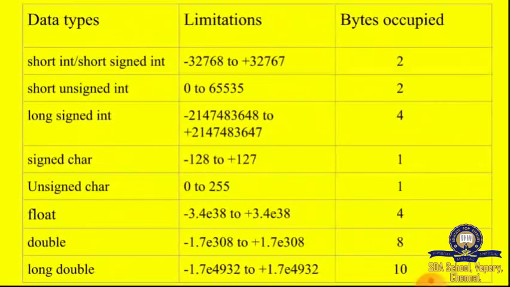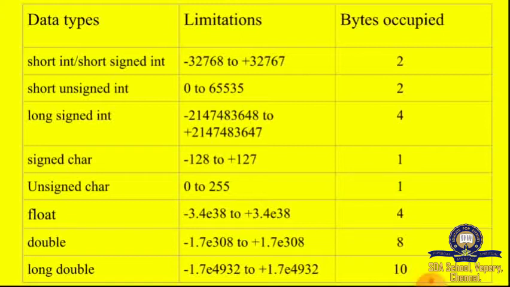Can you see the table? One side is data types. In the middle you can see the limitation of the data type. At the right side you can see the bytes occupied. For short signed integer, you can see the limitation values. The bytes occupied here is 2. For short unsigned integer, the limitation is 0 to 65,535. The bytes occupied is 2.